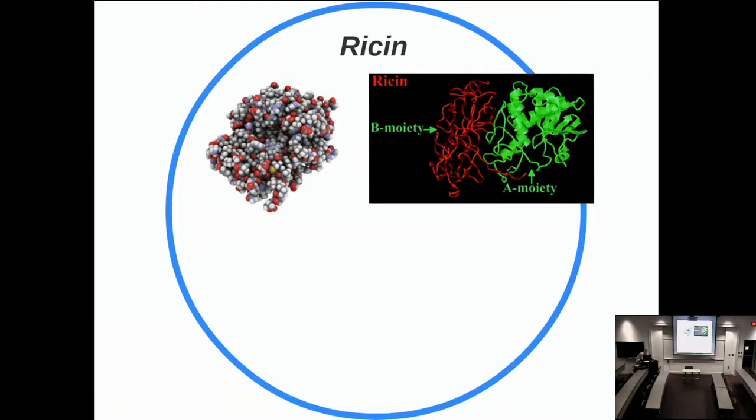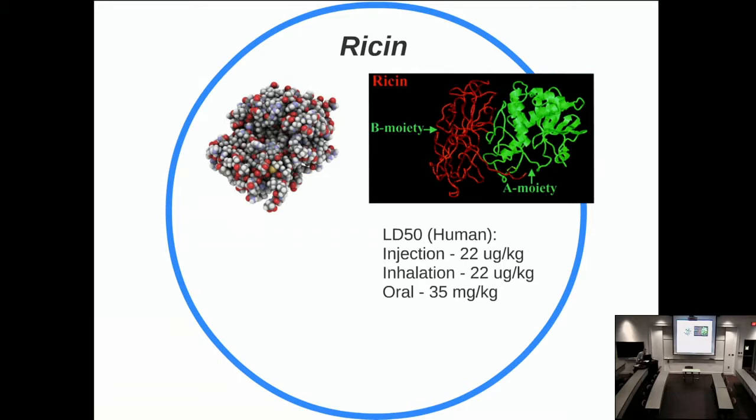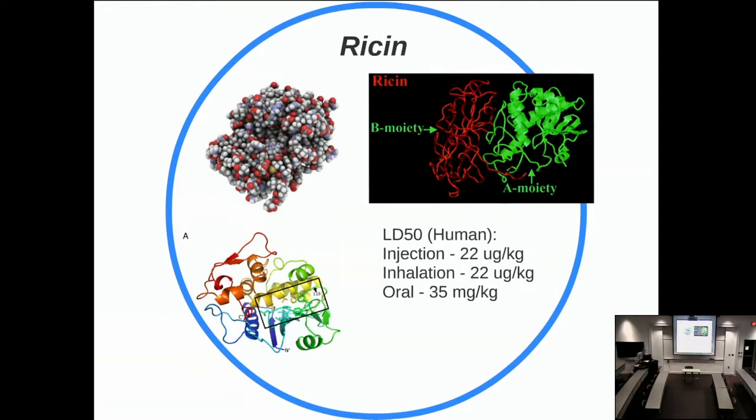Overall, ricin is referred to as a lectin, and a lectin is just something that very much likes to bind to carbohydrates. You guys can see how globular this thing looks on the left-hand side. The LD50 for humans in this case, depending on the method, is either 22 micrograms per kilogram for injection or inhalation. Or if you eat it, it would be 35 milligrams, and that's because you're able to destroy at least some of it as it passes through the gastrointestinal system. So you need a little bit higher concentration in that case.